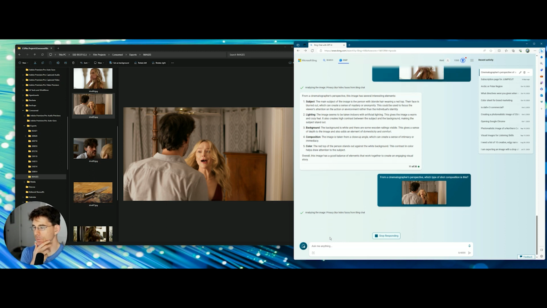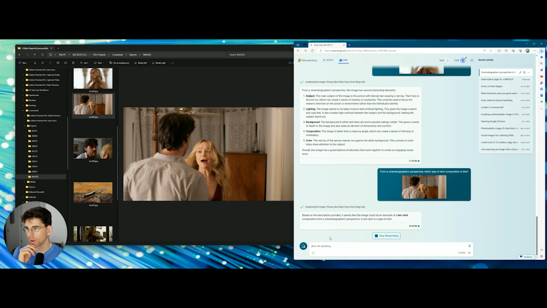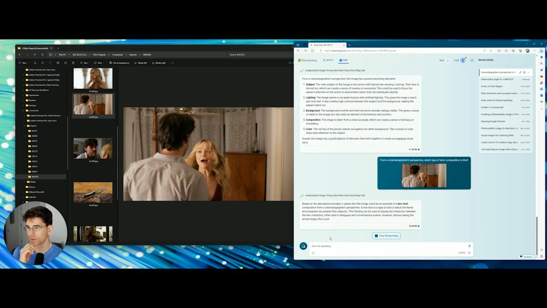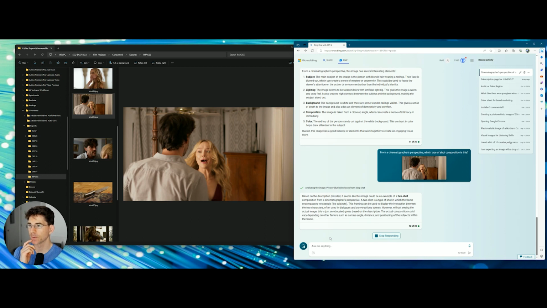Based on the description provided, it seems like this image is a two-shot composition. Two-shot is a type of shot which frames blah blah blah.